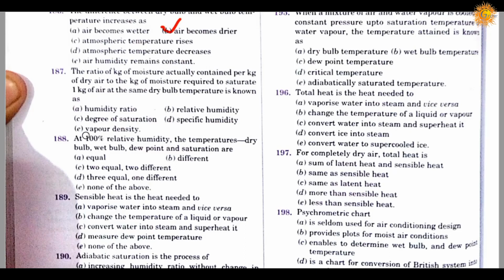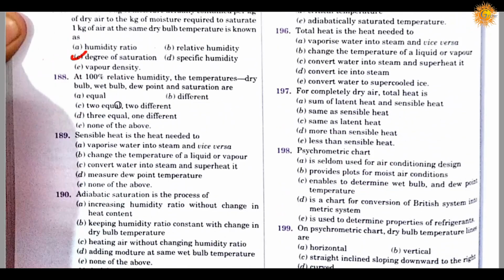So correct answer is C, degree of saturation. Question number 188. At 100% relative humidity, the temperatures dry bulb, wet bulb, dew point and saturation are option A equal, option B different, option C 2 equal to different, option D 3 equal 1 different, option E none of the above. Correct answer is A, all will be equal at 100% relative humidity.